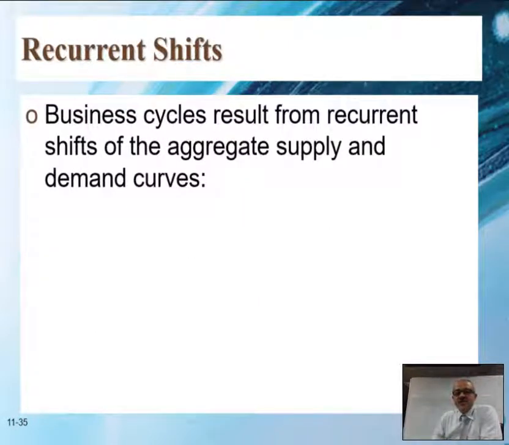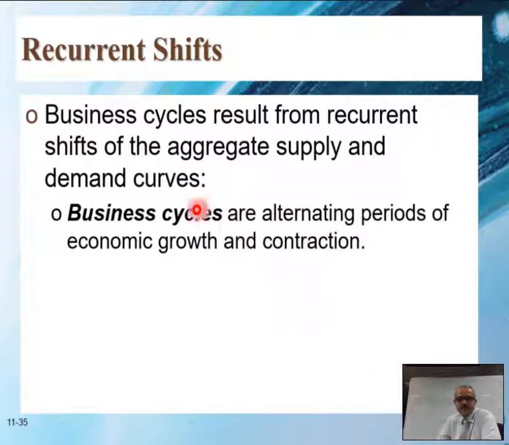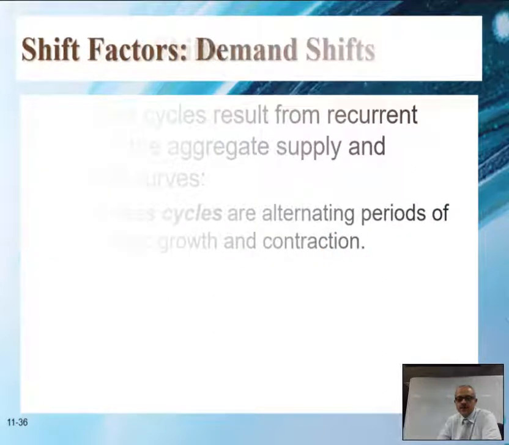And then we've got these recurring shifts. The business cycle will result from recurrent shifts of the aggregate supply and demand curves. Remember the business cycle? It goes up and down. So that is going to affect shifts to the right, to the left, and that is going to affect the equilibrium. Business cycles are alternating periods of economic growth and contraction.